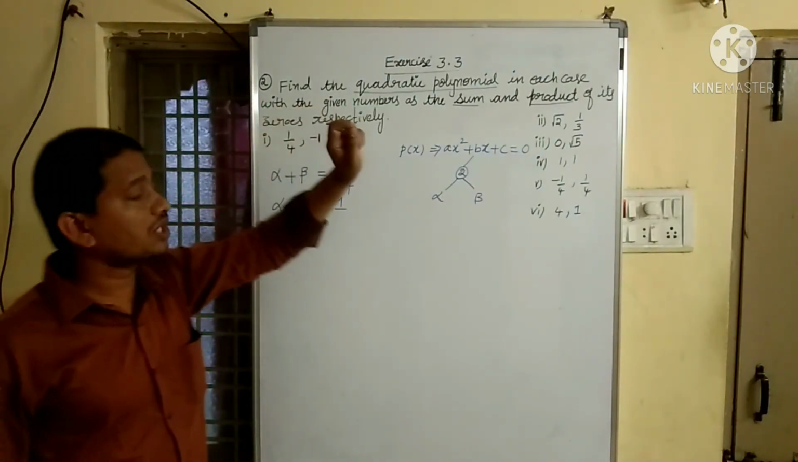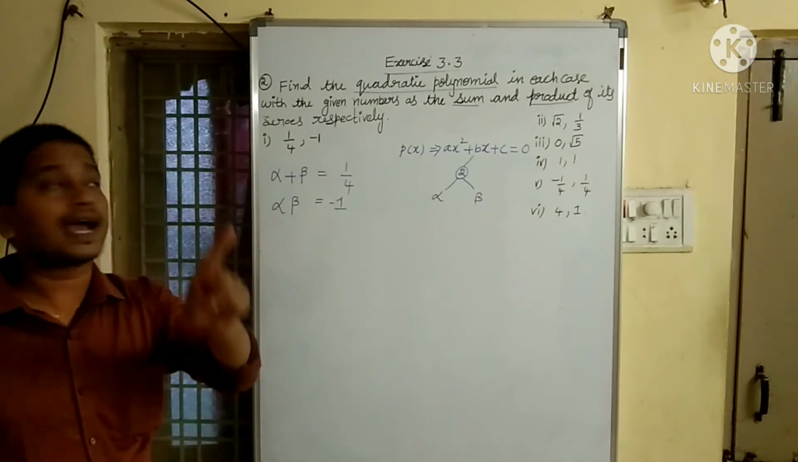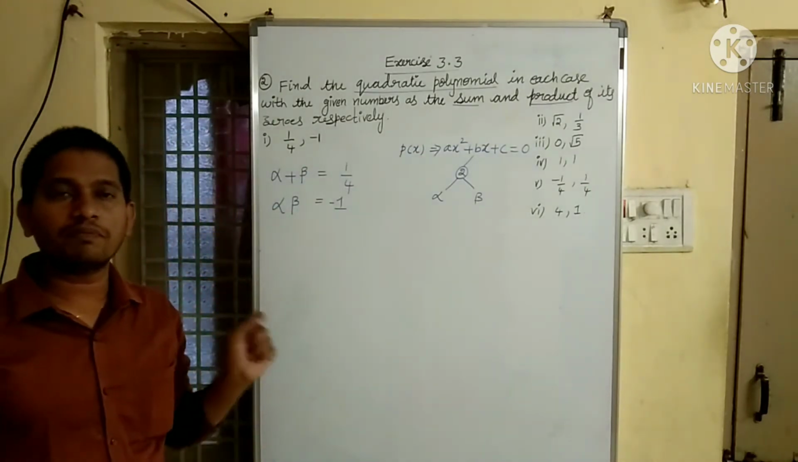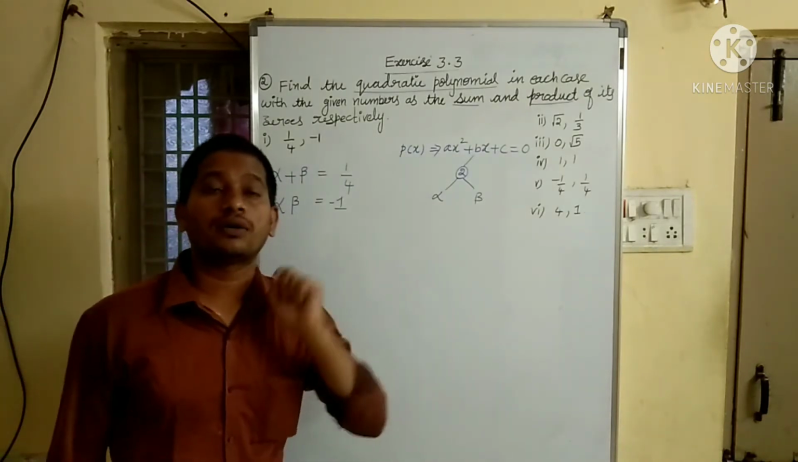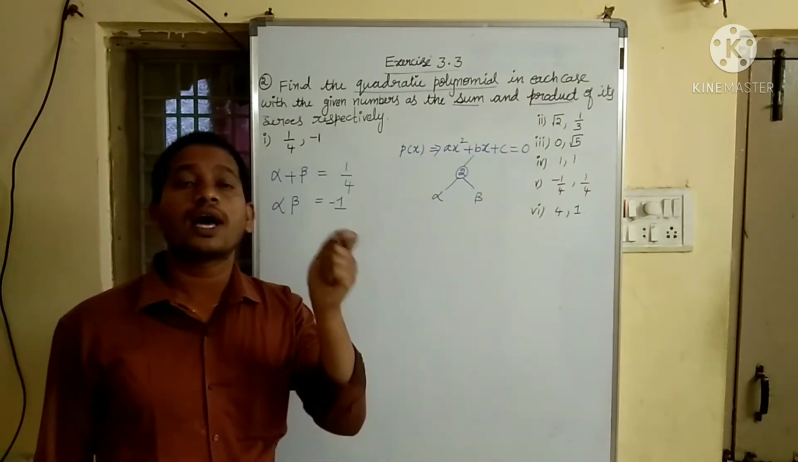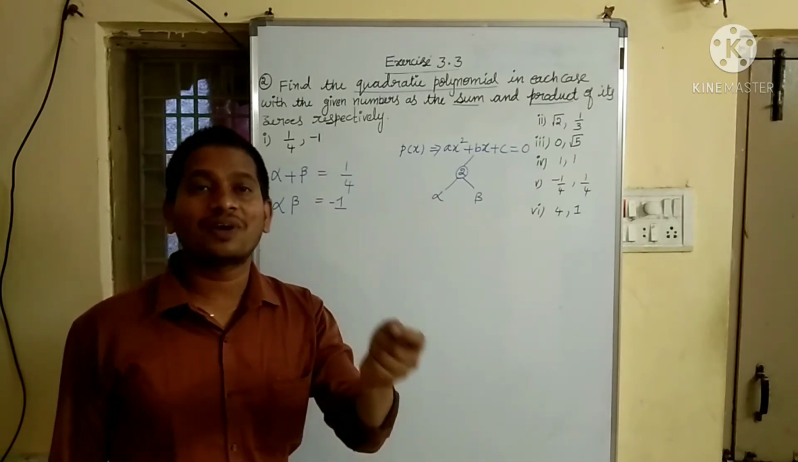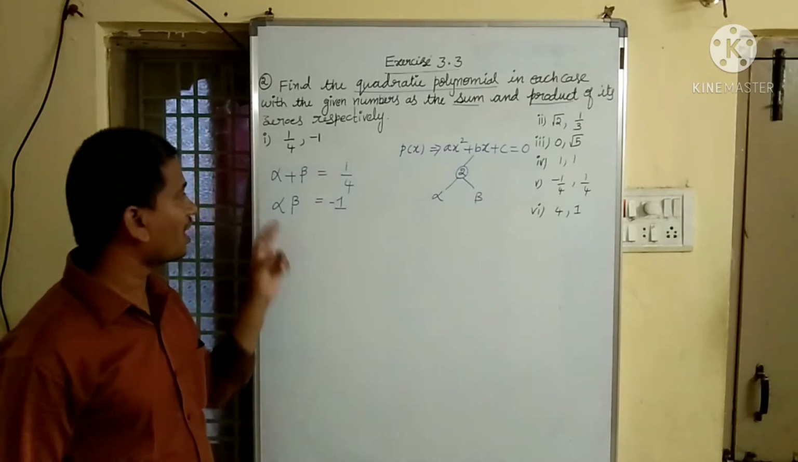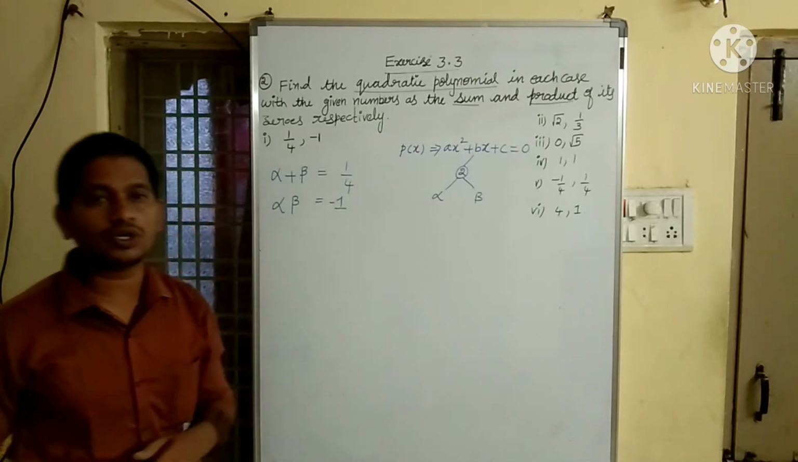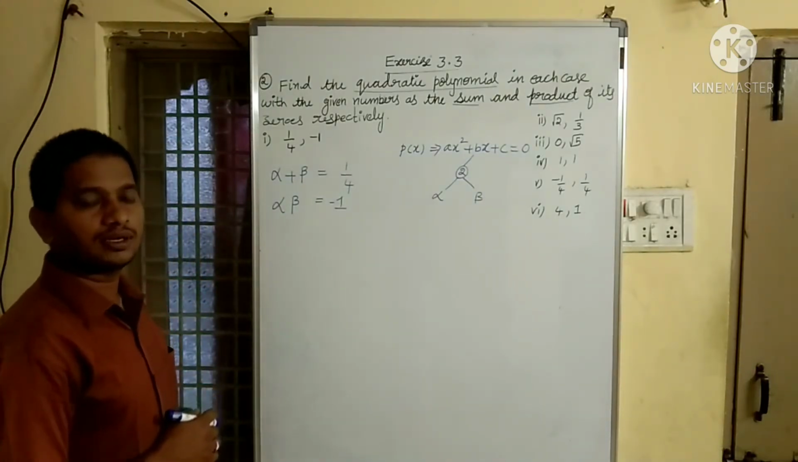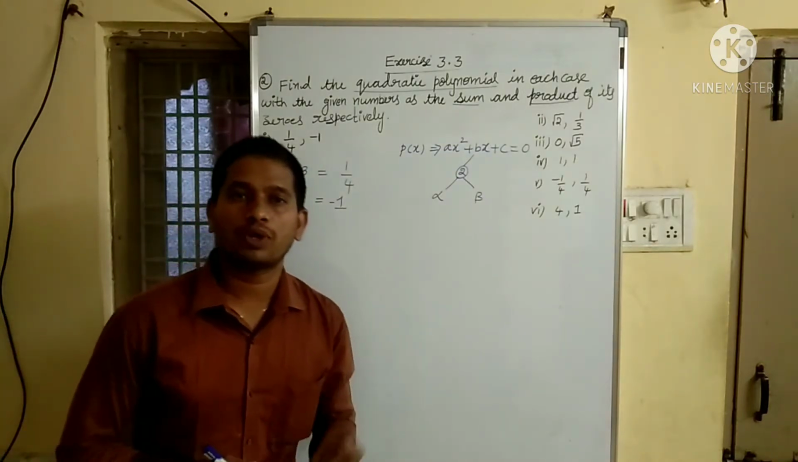Try to understand the question properly. With the given numbers as the sum and product: sum in the sense alpha plus beta, the sum of the zeros, and product of the zeros, alpha beta. So alpha plus beta equal to 1 by 4 and alpha beta equal to minus 1. Then how to make a quadratic polynomial?